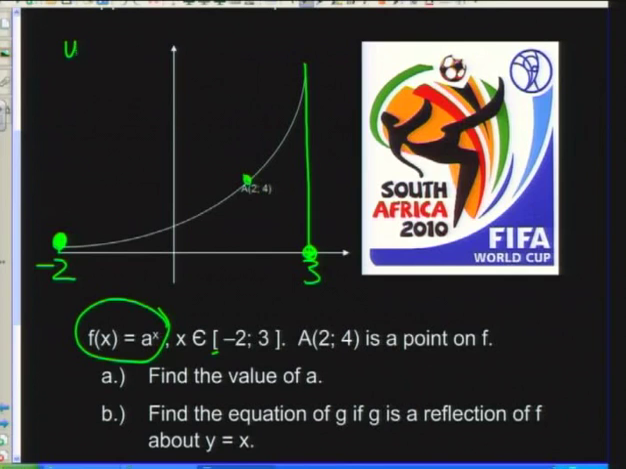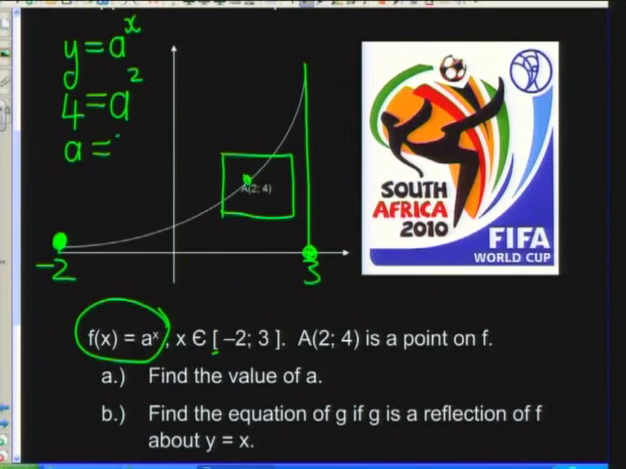So I'm going to start by saying y is equal to a to the power x. Then I need a point on the graph, which I do have: x is 2 and y is 4, to substitute in here. So I'm going to say 4 is equal to a to the power 2. So if a squared is 4, then a must be 2. So very, very simple calculation.